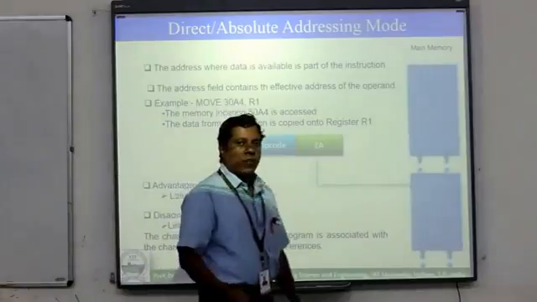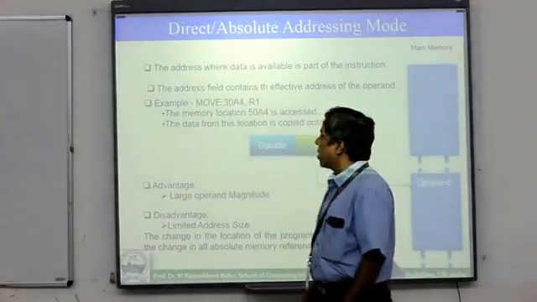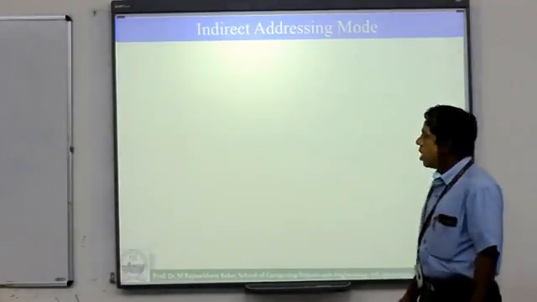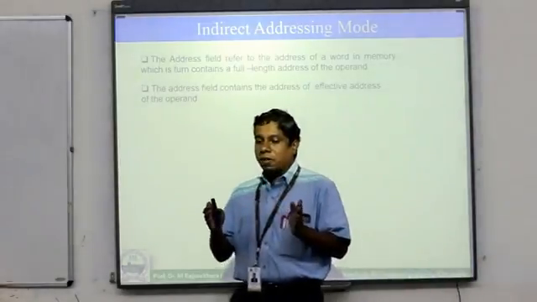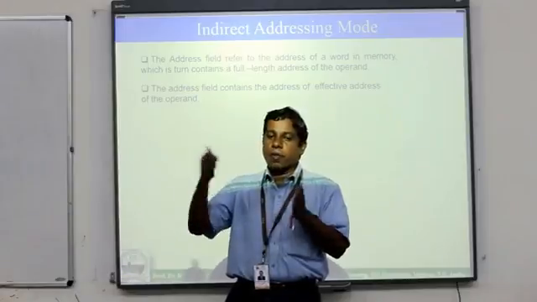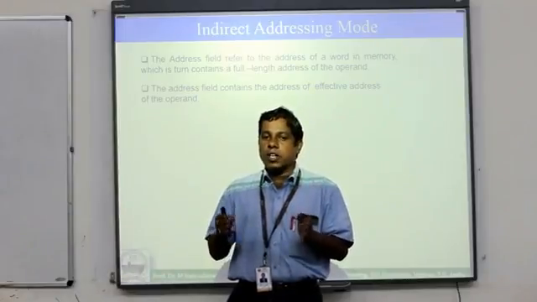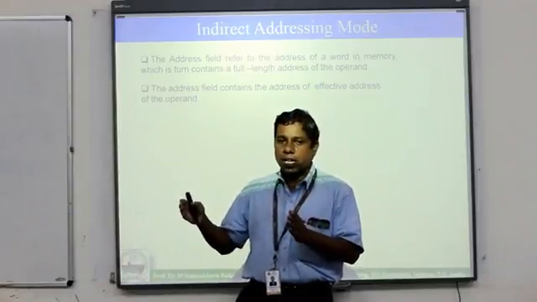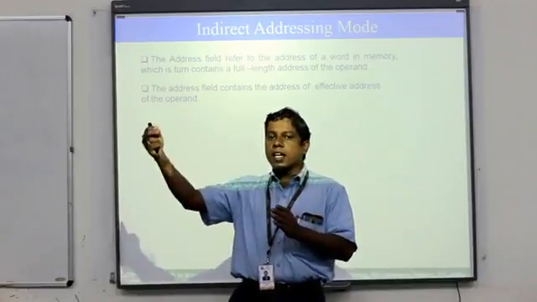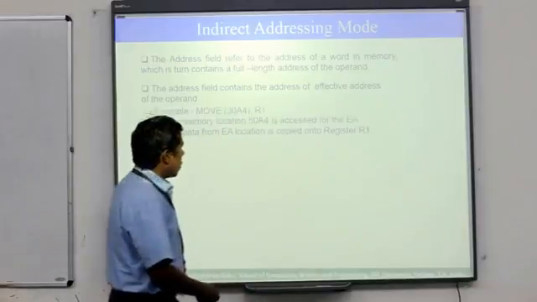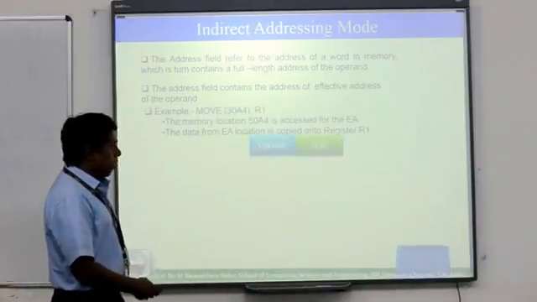With this disadvantage, we move to the next addressing mode, called the indirect addressing mode. As I told you, the address field does not have the size needed to fit the address. So first we have to look into the memory location, and in that location there is the effective address. Let us see that. Let me show you with the animation.